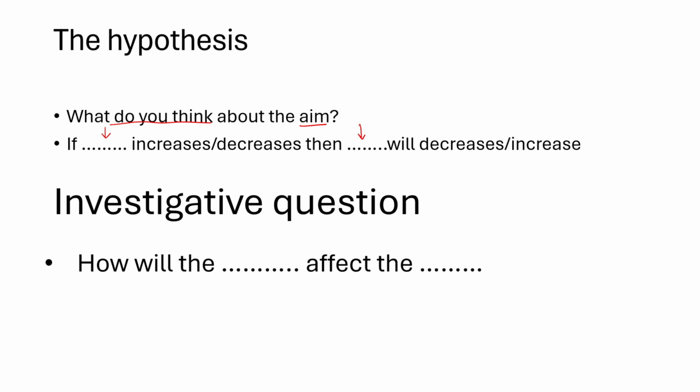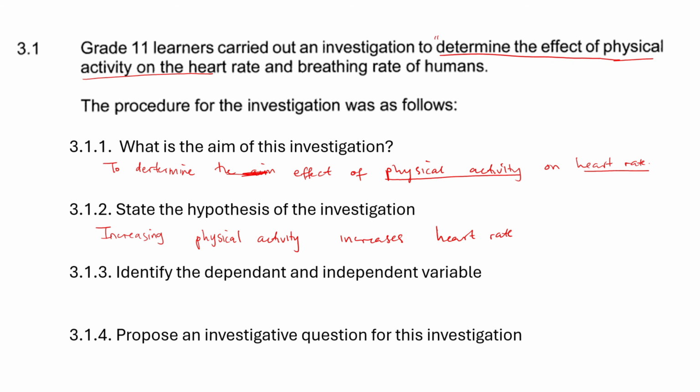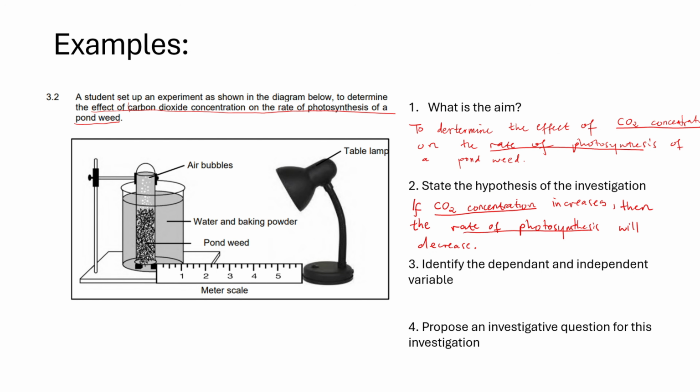So now let's move to the investigative question. The investigative question is more like the aim as well, but then you are just questioning how the first variable will affect the second variable. So you are filling in the same things as on the hypothesis and the aim. The variables that you find on the aim, you just fill them here. How will this affect that? For example, back to this question, my aim says to determine the effect of carbon dioxide concentration on the rates of photosynthesis of a pond weed.